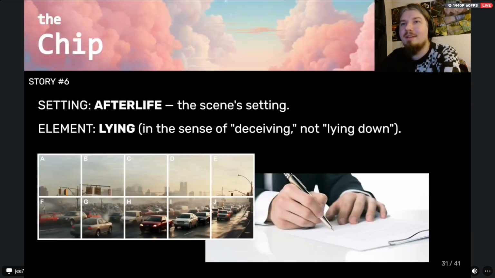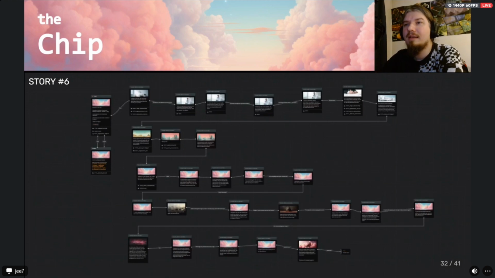Right. So story number 6 was the Chip. The setting was afterlife, and the element was lying. So something about the afterlife and some lies about the afterlife. The narrative there is quite linear. I didn't want to put too many choices there because that would make it a bit more complicated, and I thought that for just this prompt, I only have a day or something to do it, so I just made a linear story of an idea.